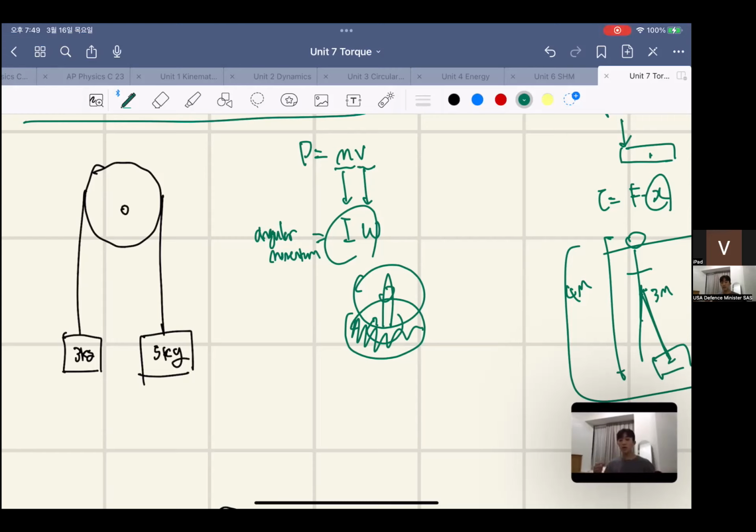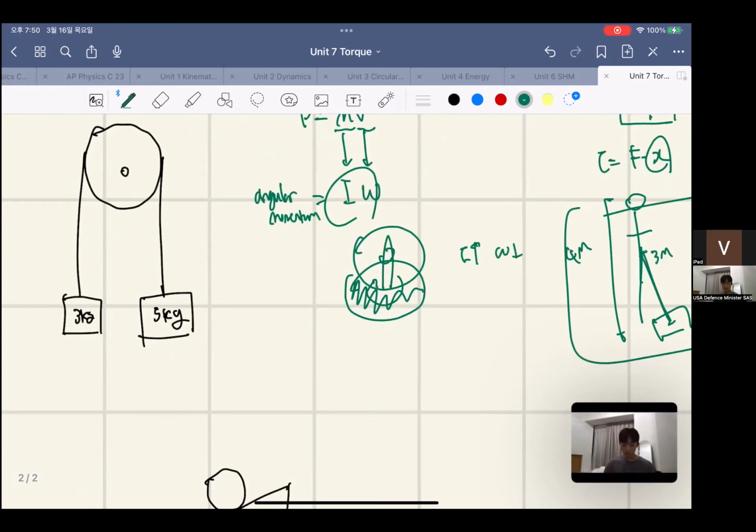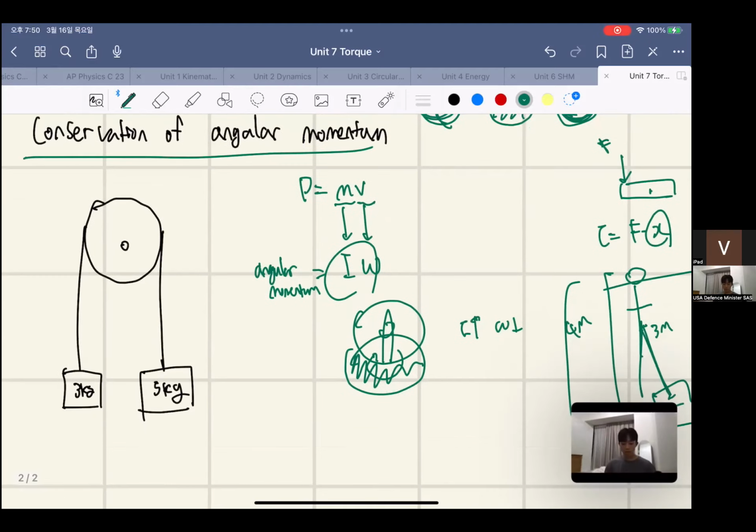So think about it this way. If you add another disk on top of the existing disk, then the rotational inertia, or I, would increase, right? So in order for the angular momentum to be conserved, since I increases if you add another disk, omega, or the angular speed, should decrease, meaning that the disk would rotate slower. So that is the whole point of conservation of angular momentum.